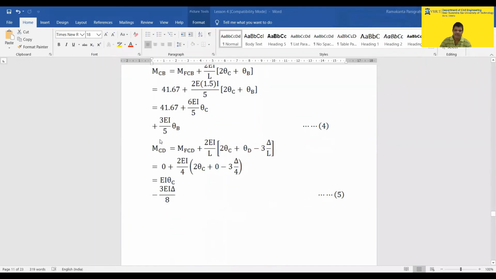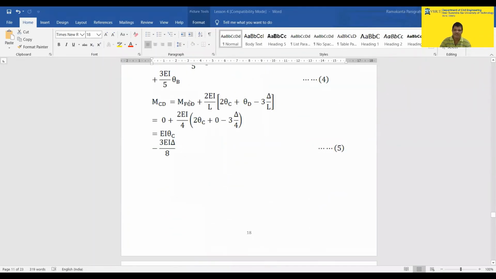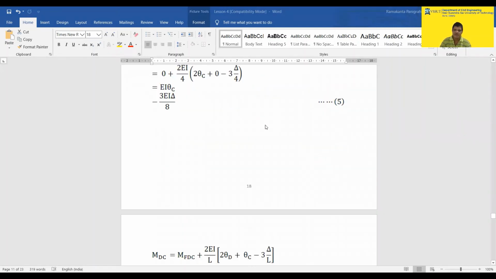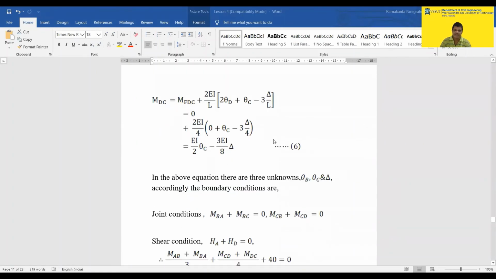Now we'll find MCD and MDC similarly. For MCD, MFCD is equal to 0. Here this term vanishes and theta D vanishes, because theta D is equal to 0, it is fixed, and for MFCD there is no load on this span, so MFCD is 0. So now this comes to MCD, and similarly you can find out the value of MDC. Now once you find 1, 2, 3, 4, 5, 6, all are obtained.